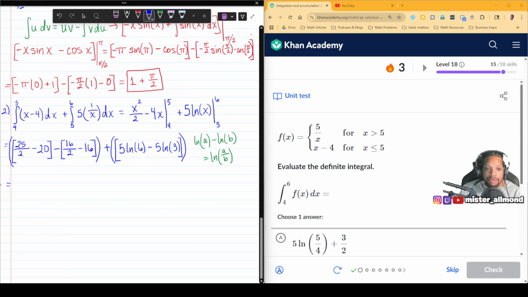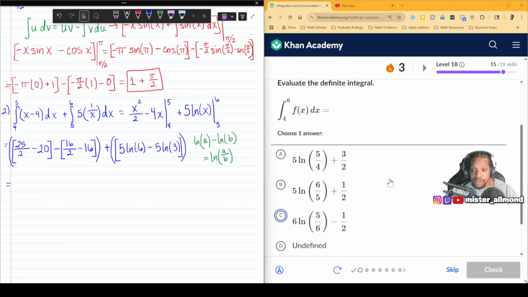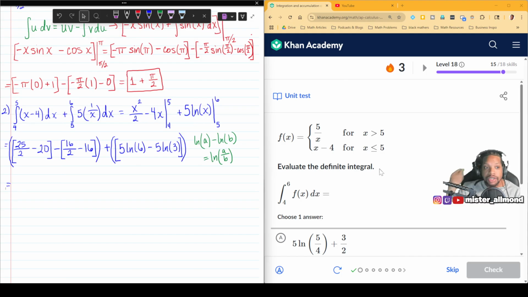Let's see, I got 25 over 2 minus, what's that, 40 over 2? I got to calculate stuff in my head now. 25 over 2 minus 40 over 2. 25 minus 40, what's that? Negative 15 over 2. And then this will just be 8 minus 16, which is negative 8. And since I'm subtracting a negative 8, that's really adding 8. But I'm going to write 8 like this for the sake of common denominators. So I got all of that.